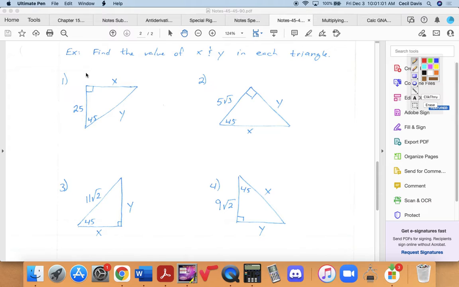So for this first one, notice it only gives you that this is 45 and that this is 90. Does it give you the other one as 45? No. Does it need to? No. If this is 90 and this is 45, that's got to be 45.